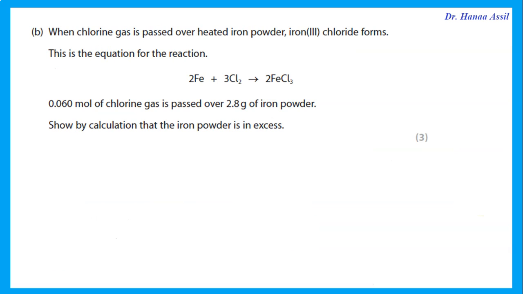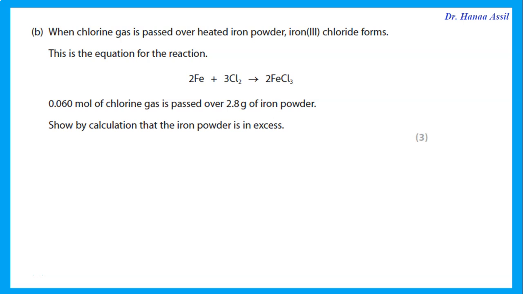When chlorine gas is passed over heated iron powder, iron 3 chloride forms. This is the equation for the reaction, and we're told 0.06 mole of chlorine gas is passed over 2.8 grams of iron powder. Show by calculation that the iron is in excess.